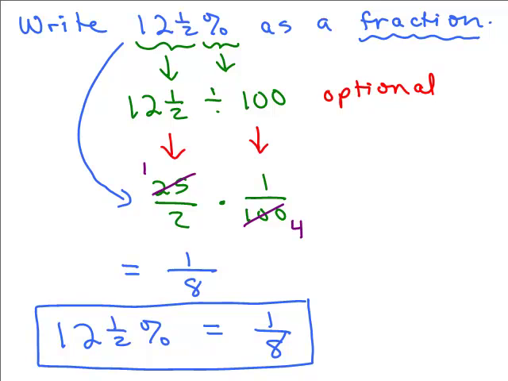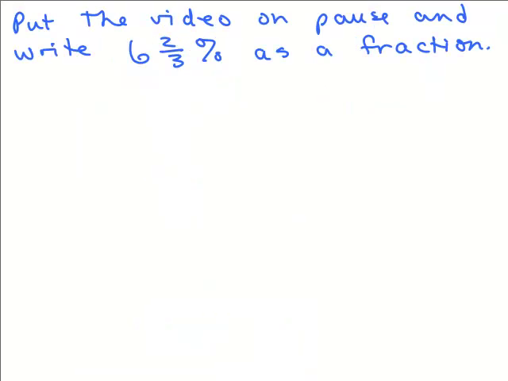So if you're buying something and it was 12.5% off, it would be 1/8 of the cost that would be off. That's sort of what that means. Here's a problem for you to try. Put the video on pause and write 6 2/3% as a fraction.